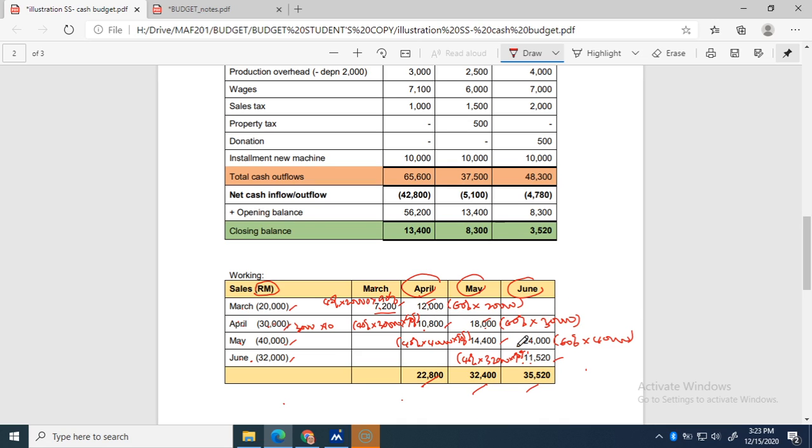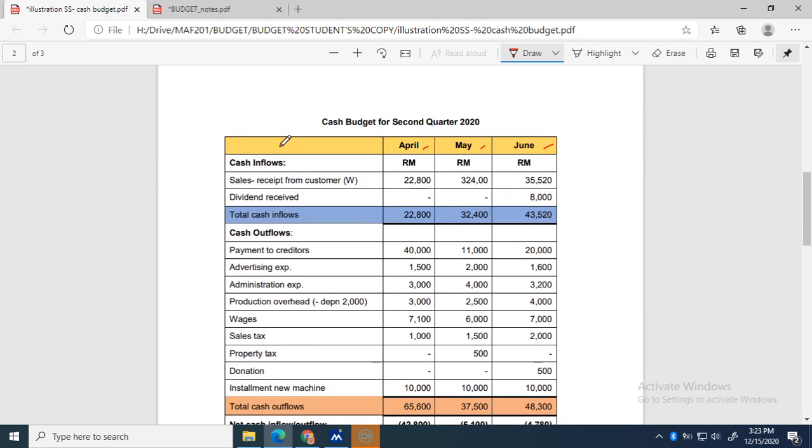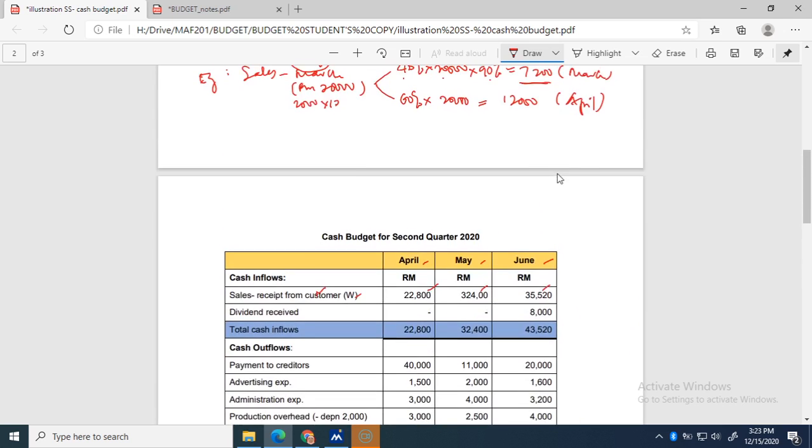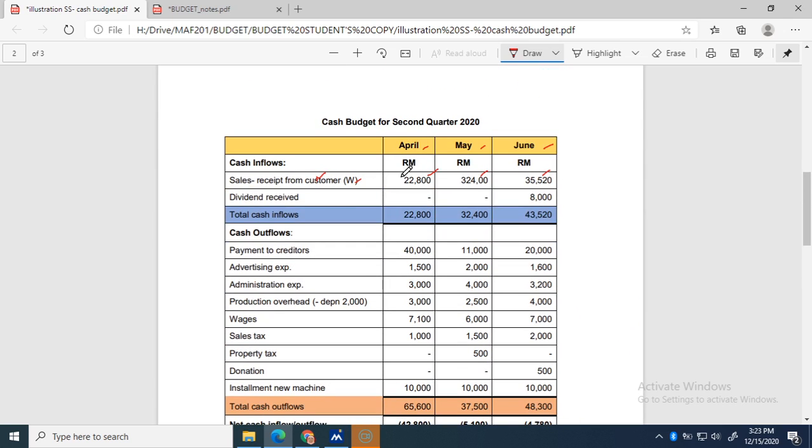Then from the working, we put in the amount received from customers. April 22,800, May 32,400, and June 35,520. These are the workings that you have to show in order to get this amount. So this is the cash receipts.